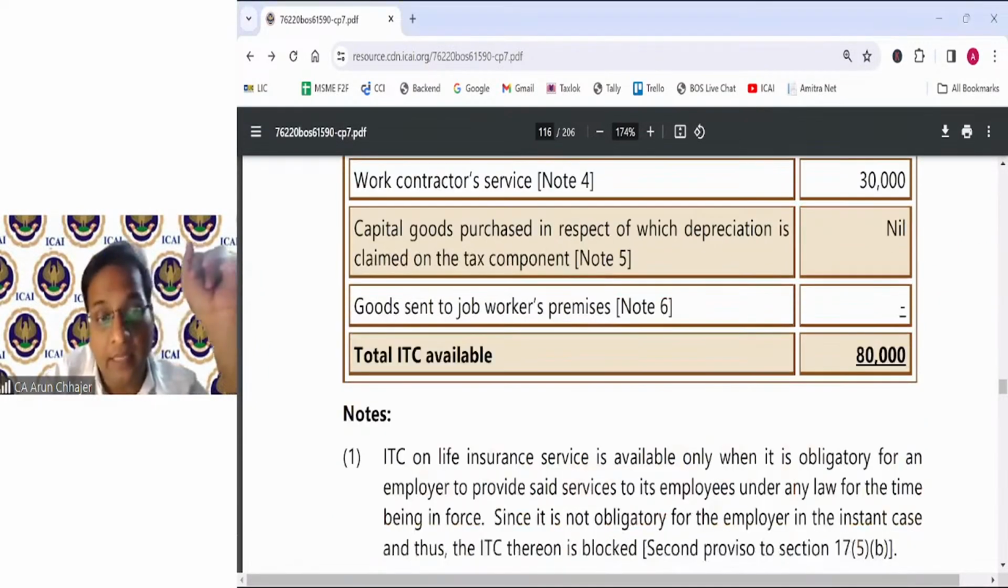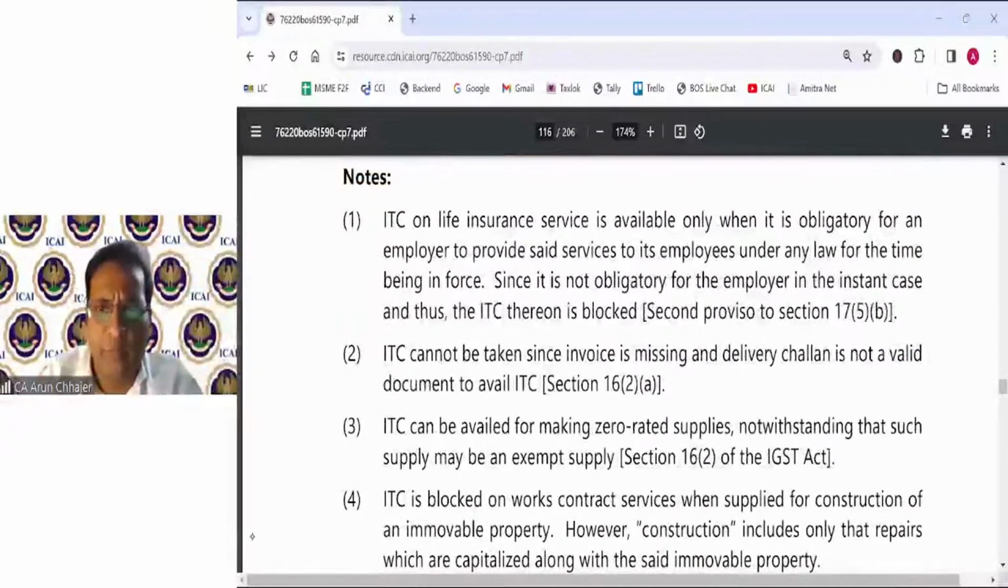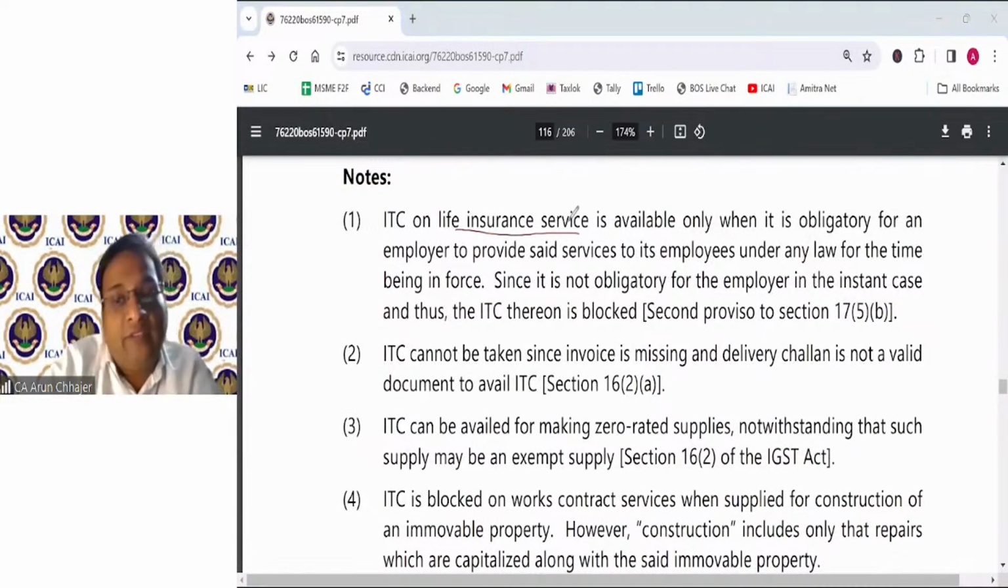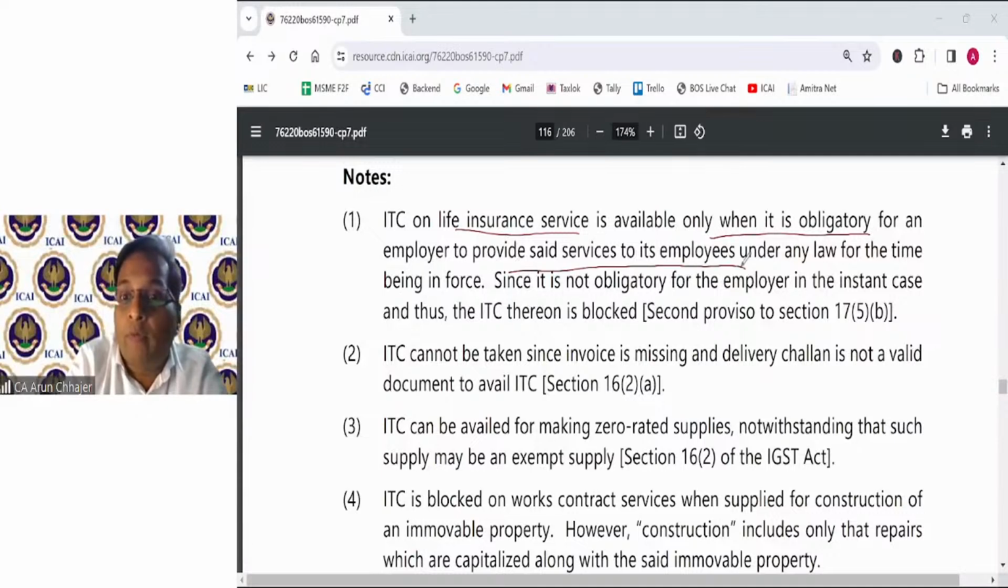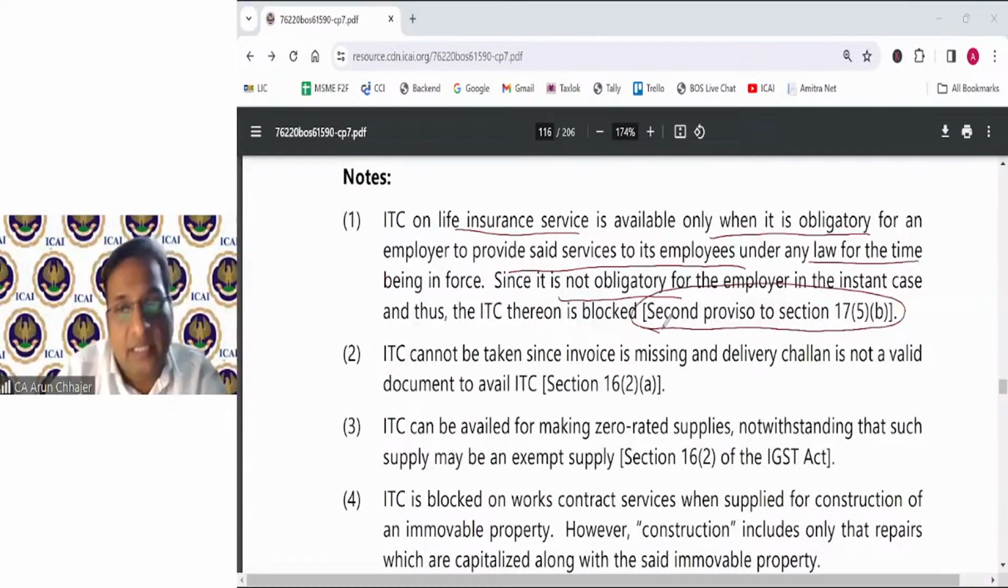You can read the notes. Notes are very beautifully written. Let's read together. ITC on the life insurance is available only when it is obligatory for an employer to provide it to its employee under any law for the time being in force. Since it is not obligatory, therefore ITC is not allowed. Second proviso to Section 17(5)(b).